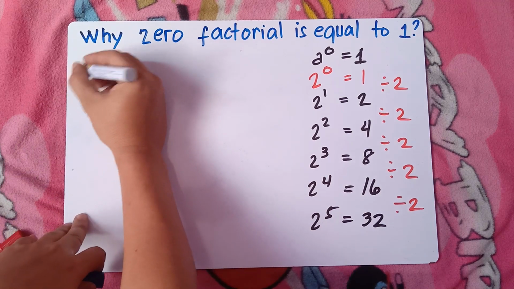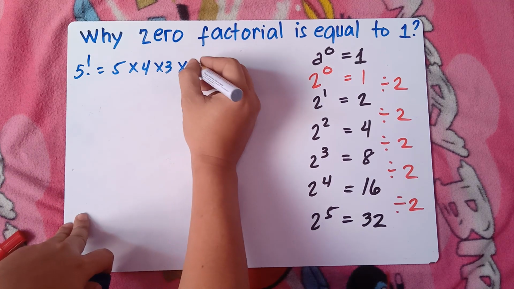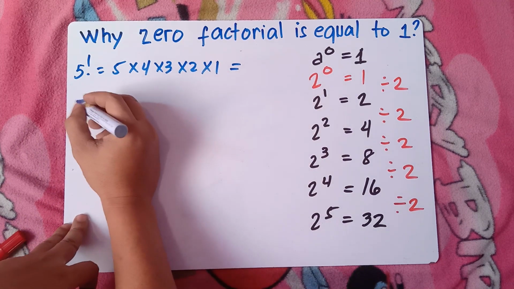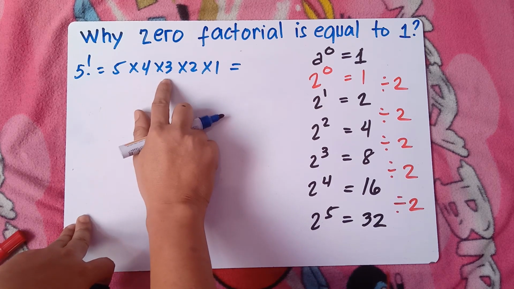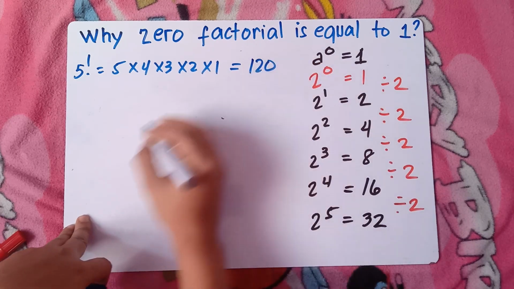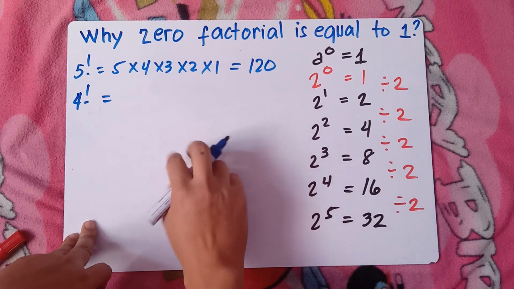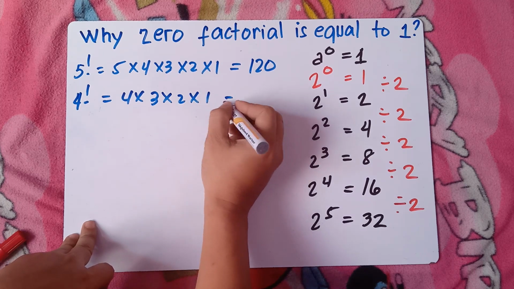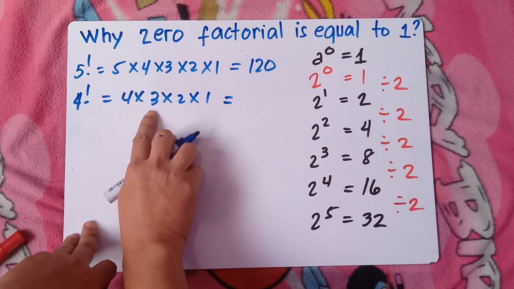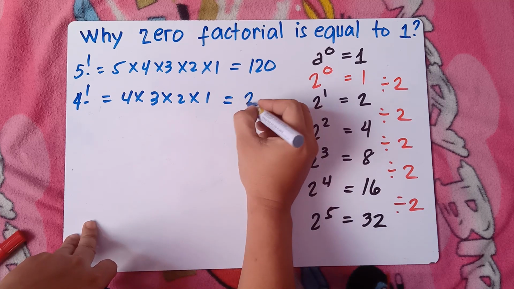5 factorial means 5 times 4 times 3 times 2 times 1. Our answer is 5 times 4, that's 20, times 3, that is 60, times 2, that's 120. What if we say 4 factorial? 4 factorial is 4 times 3 times 2 times 1. So 4 times 3 is 12, times 2 is 24, times 1, that is 24.